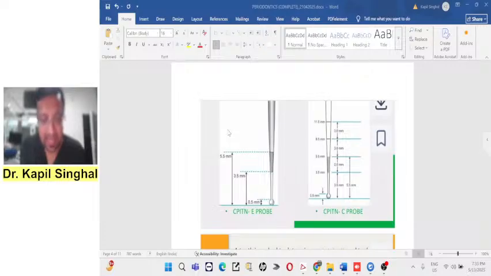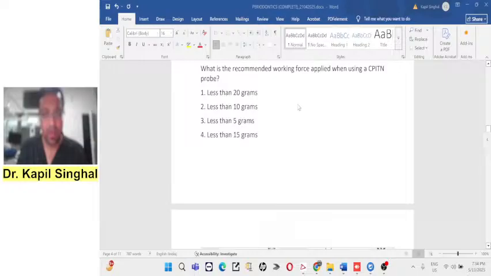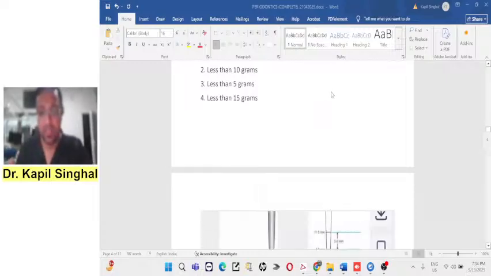CPITN C is basically a probe that has a 0.5 mm ball tip, and there are two markings, from 3.5 to 5.5, and the second marking is from 8.5 to 11.5. As compared, in the epidemiological probe, the marking from 8.5 to 11.5 is absent. Okay, so it means we need to first see which probe he is asking for. If he has asked generally what is CPITN probe, you just need to answer according to the CPITN C.